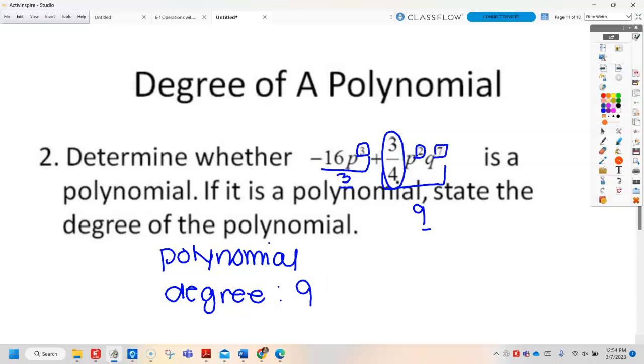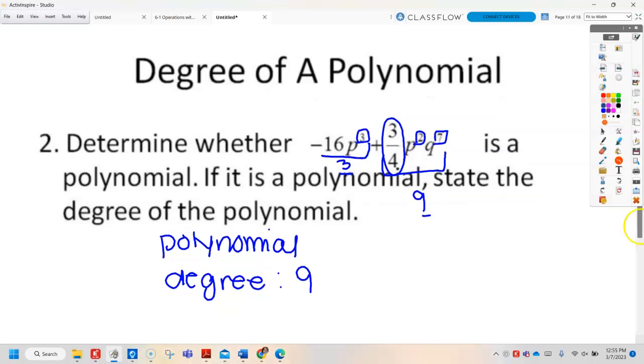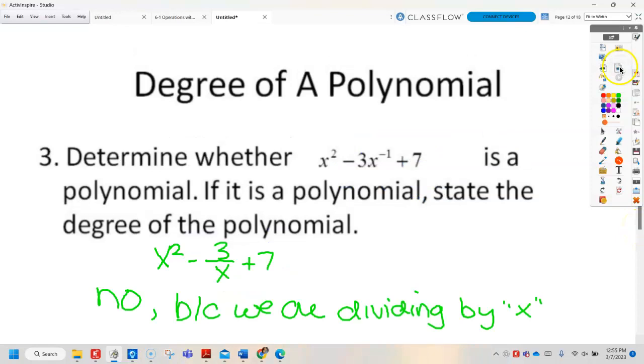Values for degrees don't come from the numbers. A number has a degree of 0. So it does not affect the degree of the polynomial.